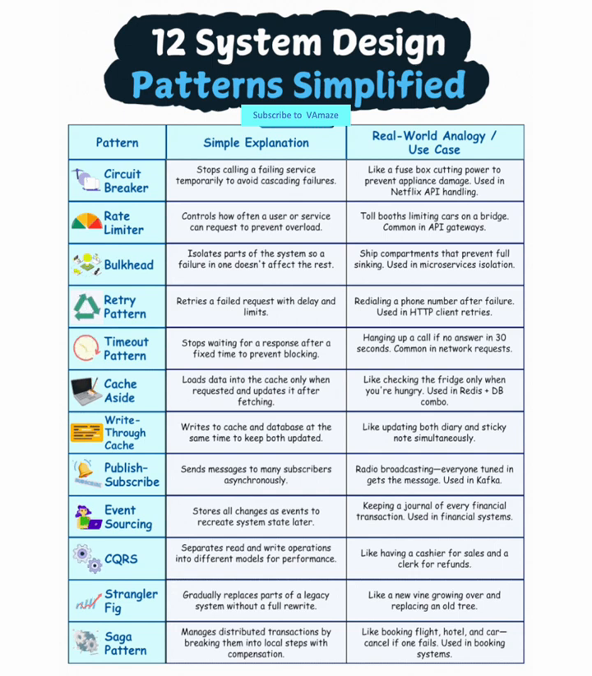Strangler fig. The strangler fig pattern is named after a plant that gradually grows around and eventually replaces its host tree. In system design, it's a strategy for gradually replacing a legacy system without a complete rewrite. Imagine renovating a house while living in it. You replace one room at a time rather than tearing down the whole house.